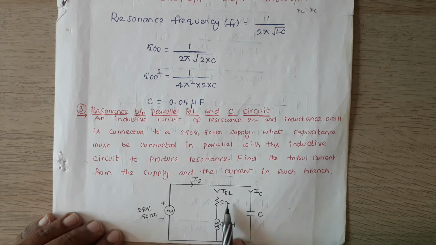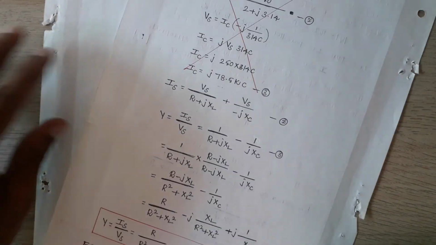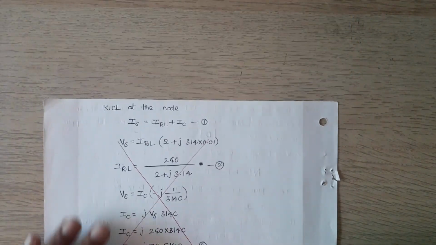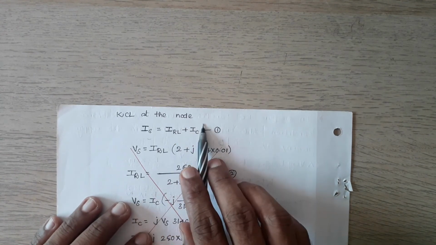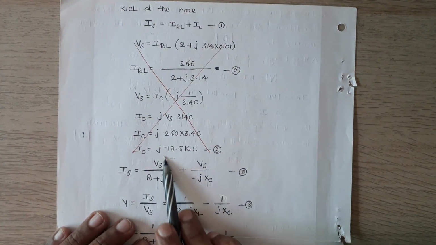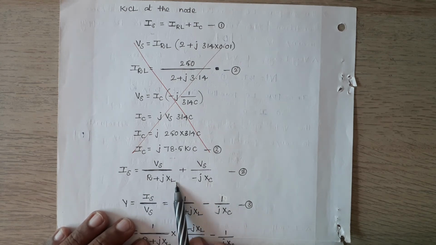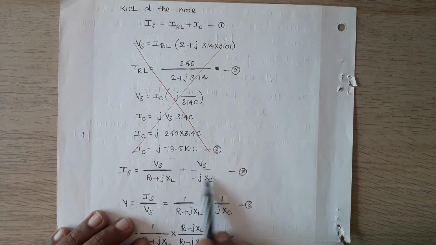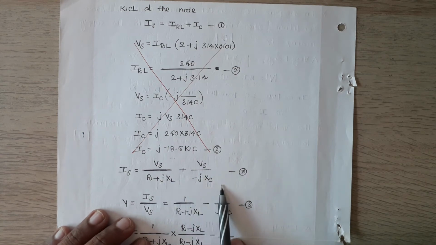First let us take R, L or XL, XC, IRL, IC, IS and V. Let us generalize that, and later we substitute these values. Here IS = IRL + IC. IS is the current coming from the source, IRL is the current in the RL circuit, and IC is the current in the capacitive circuit. So IS = Vs/(R + jXL) + Vs/(−jXC), where R is the resistor, XL is the reactance offered by the inductor, XC is the reactance offered by the capacitor, and Vs is the supply voltage.